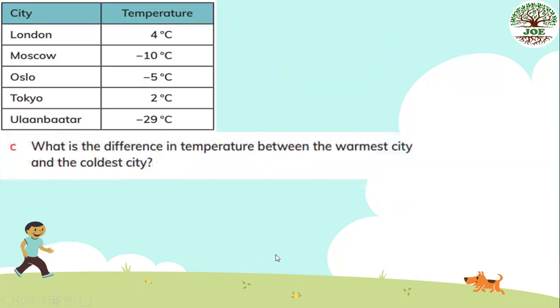And part C, what is the difference in temperature between the warmest city and the coldest city? Warmest city is the largest positive number, 4. London is the warmest city, 4 degrees Celsius. The coldest is the largest negative number, which is -29 degrees Celsius. Difference between them, we have to subtract negative and negative. 4 and 29. The answer is 34 degrees Celsius.